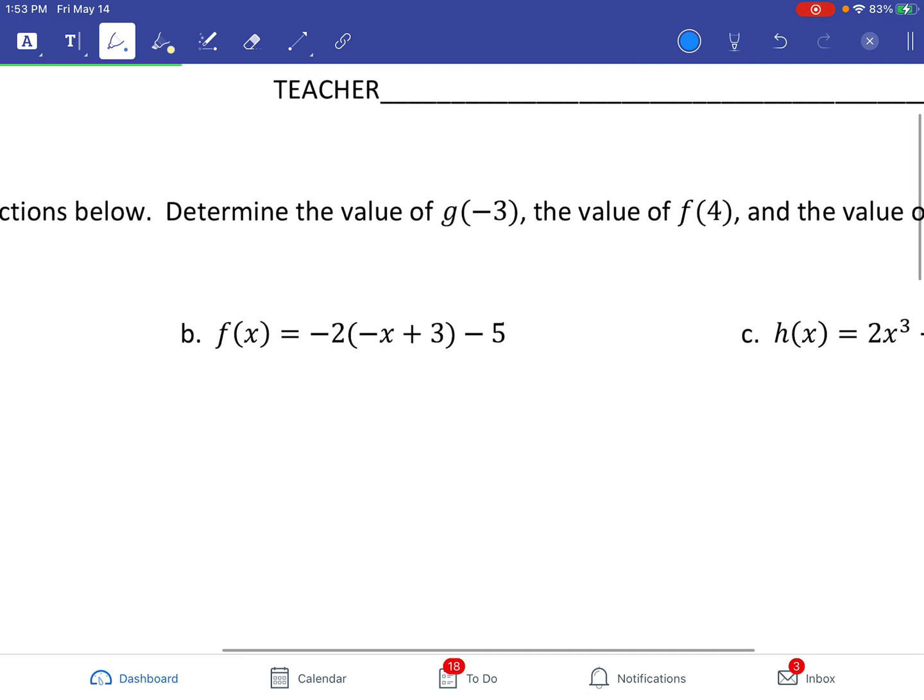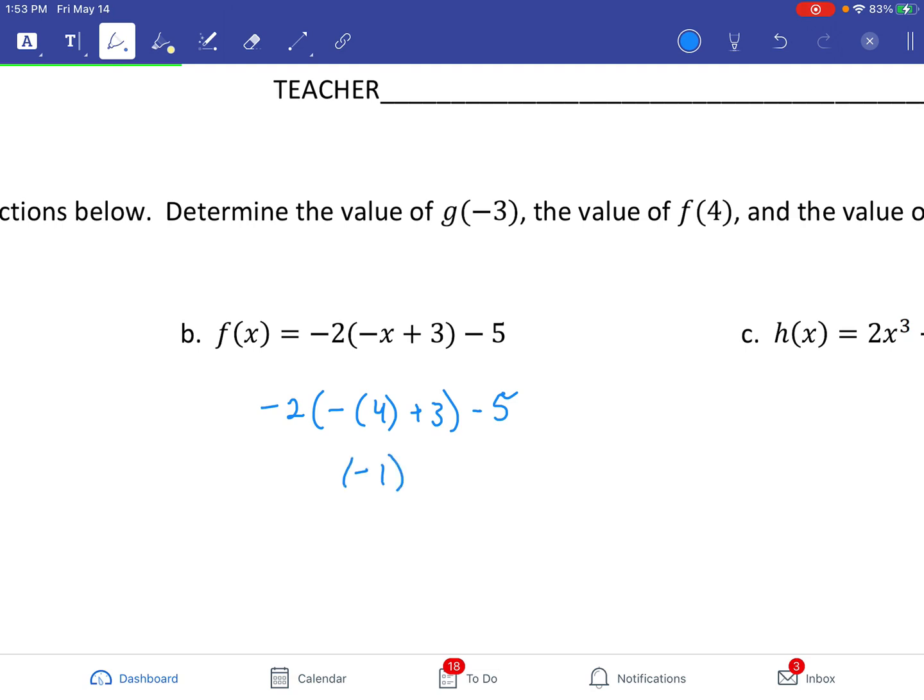That is your final answer. For part B, I'm putting 4 in for the x term. So you have -2, negative, and then 4. Everything gets still written down except for we're replacing the x itself with 4. Plus 3 minus 5. All we have to do is order of operations. So the stuff inside the parentheses goes first. We have -4 plus 3 is -1 times -2 minus 5. -2 times -1 is +2 minus 5 gives you -3.